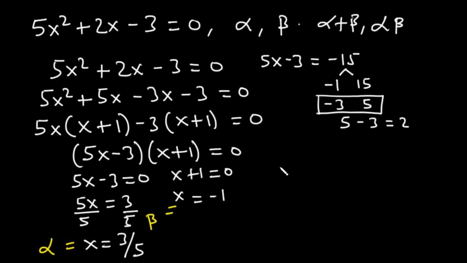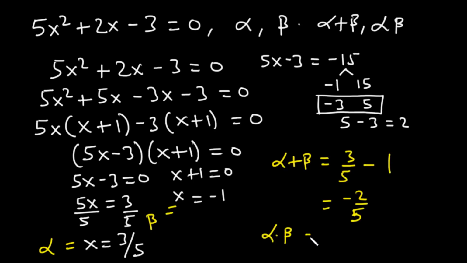Now if you want to find the sum of roots, that is alpha plus beta, then it's equal to 3 over 5 minus 1. Now 3 over 5 minus 1 is equal to negative 2 over 5. And then alpha beta, which is the product of roots, is equal to 3 over 5 times negative 1. And that's equal to negative 3 over 5.